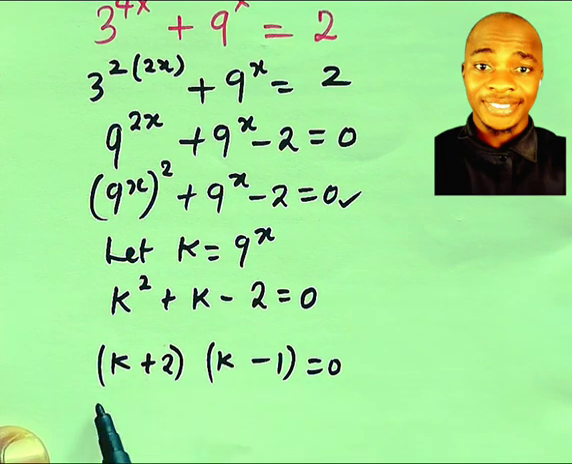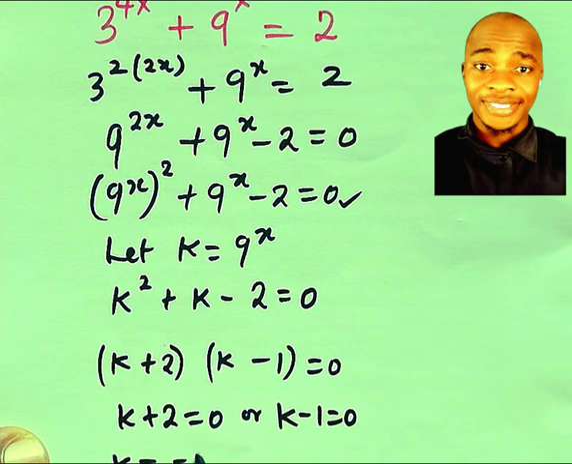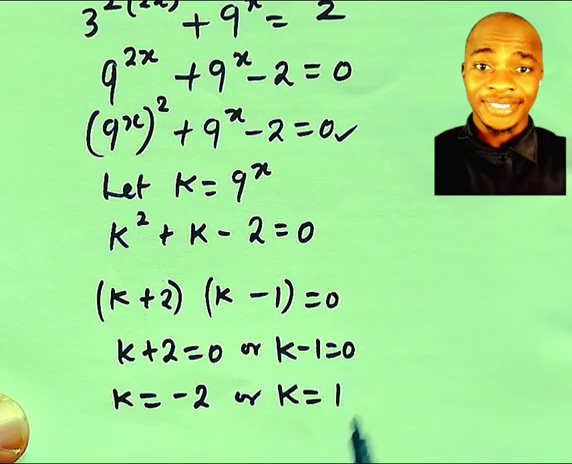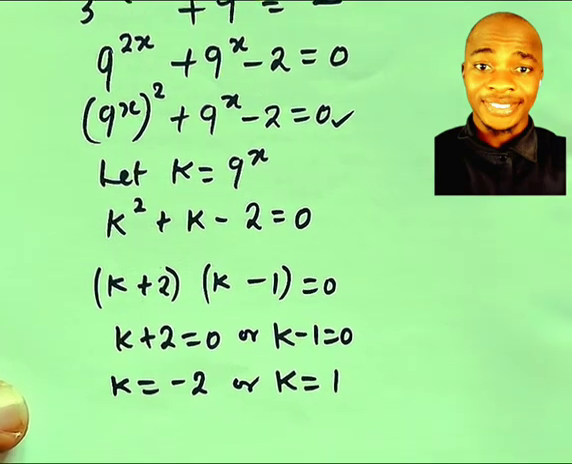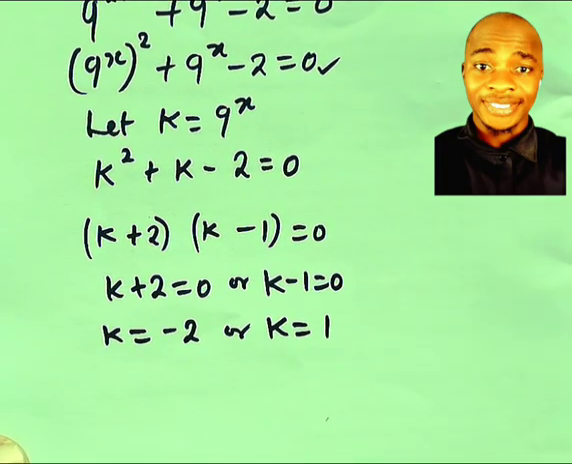Therefore, this is a zero form equation, so it is either k plus 2 equals 0 or k minus 1 equals 0. So I have k equals minus 2 or k equals 1. If plus 2 goes to the right hand side, it changes to negative 2, and if minus 1 goes to the other side, it changes to positive 1. Now don't forget that we are not looking for the value of k. We only introduced this variable to make our work easier.